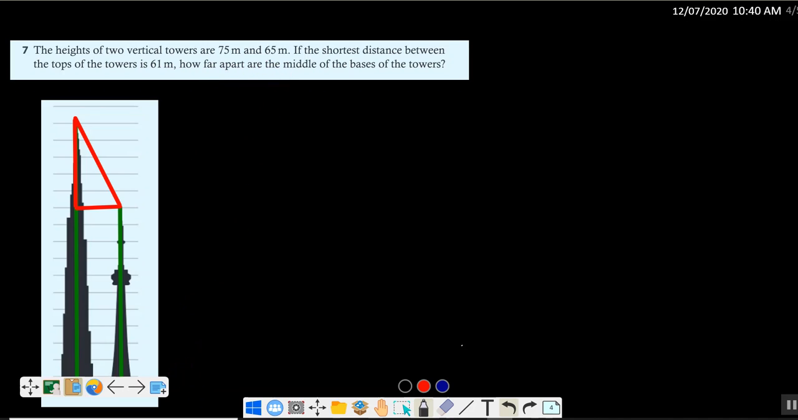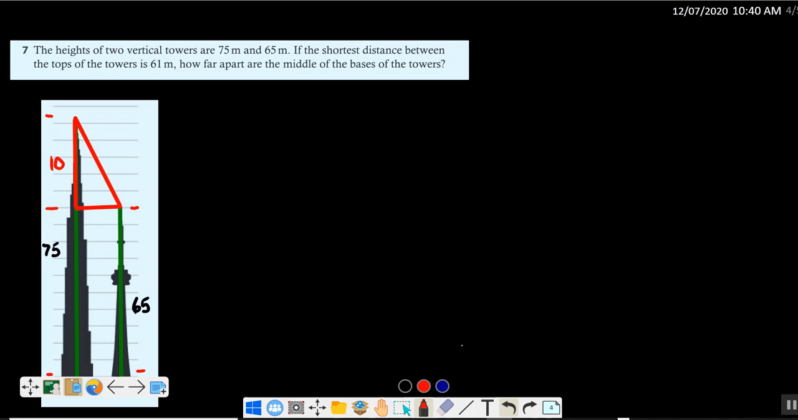So what does that mean? This height is 65. This whole height is 75. So how high is the side of the triangle? So right from the top to the bottom is 75. From this point here to the bottom is, so what's the red bit? 10, good. That's the 10 meters. That's the extra step you need to do.